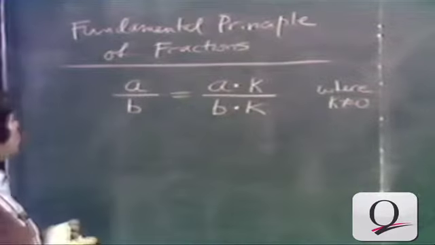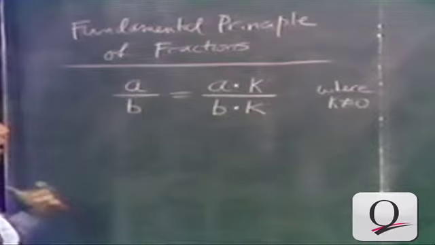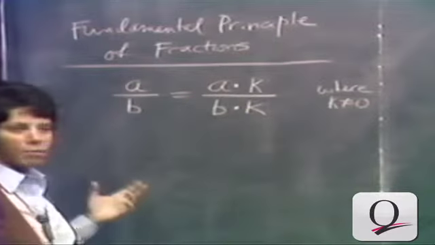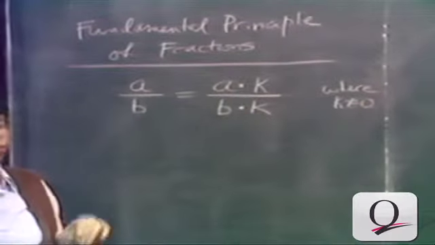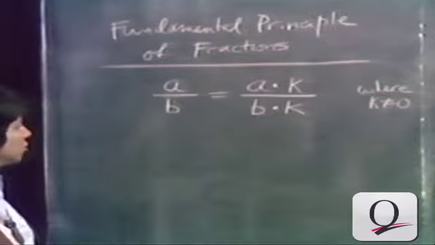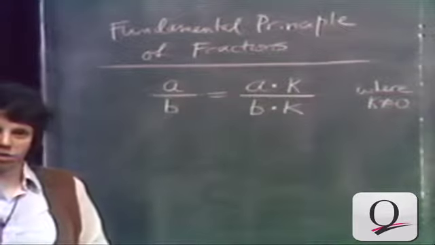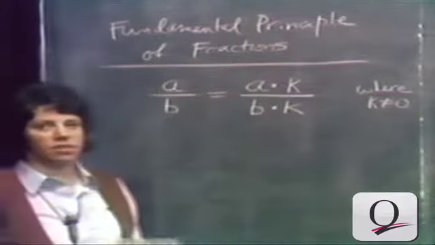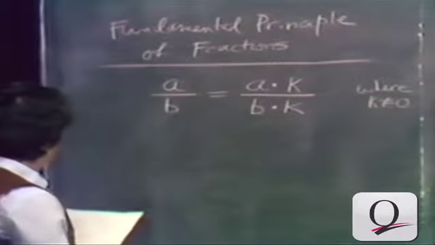So starting with a fraction, you are allowed to multiply top and bottom of this fraction by the same non-zero quantity, or divide top and bottom by the same non-zero quantity, and you will get an equivalent fraction. We will have need to do both of these things in the course of this videotape.